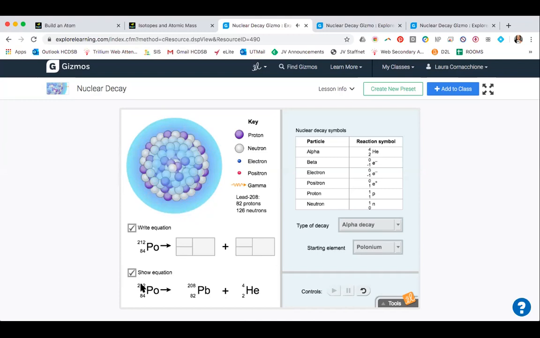Let's see that equation. Notice that our top number goes down by 4 because of 2 protons and 2 neutrons, so it's 4 fewer things in the nucleus. The bottom number goes down by 2. So there are 2 fewer protons, which means you go to the left in the periodic table by 2 elements to figure out the new substance. So lead is 2 over from polonium.